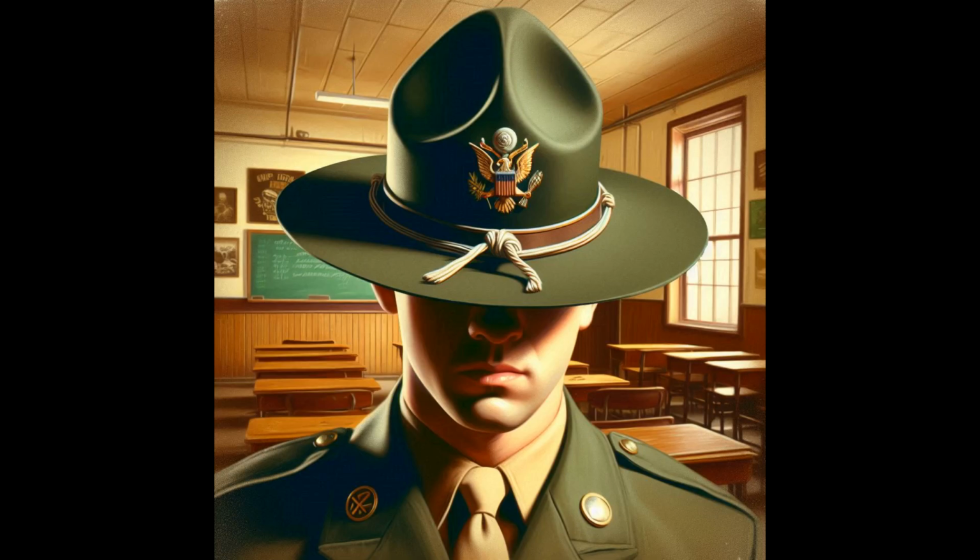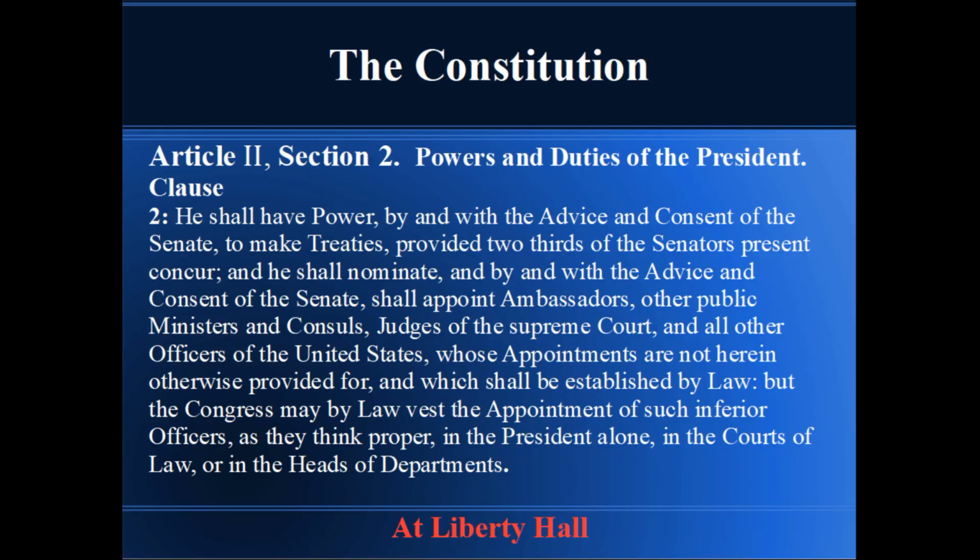1. The President is the Commander-in-Chief of the military and state militias when called into service. He can ask for written opinions from department heads, and he has the power to grant pardons, except in impeachment cases. Article 2, Section 2. Powers and duties of the President.